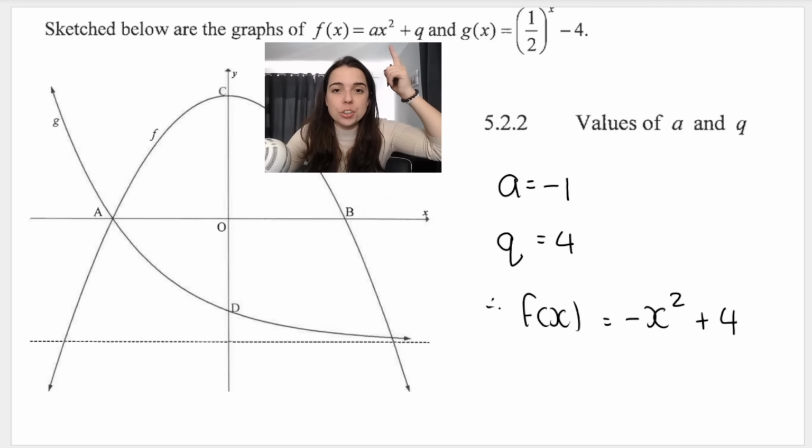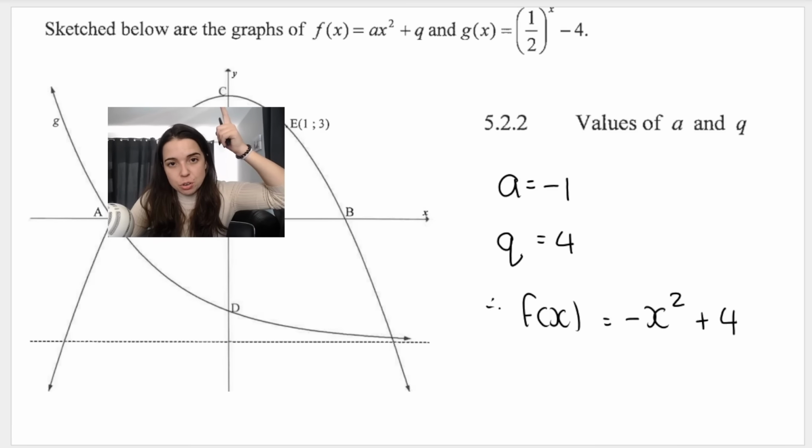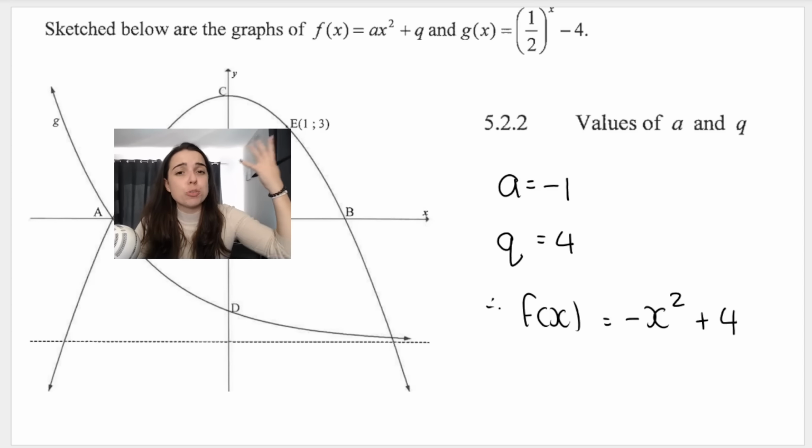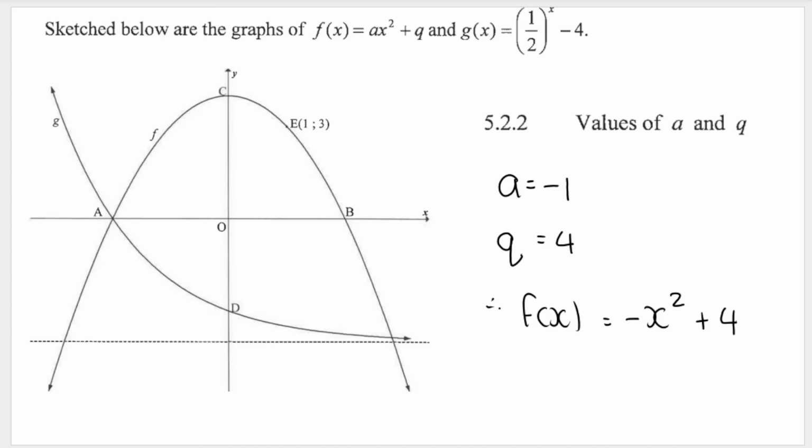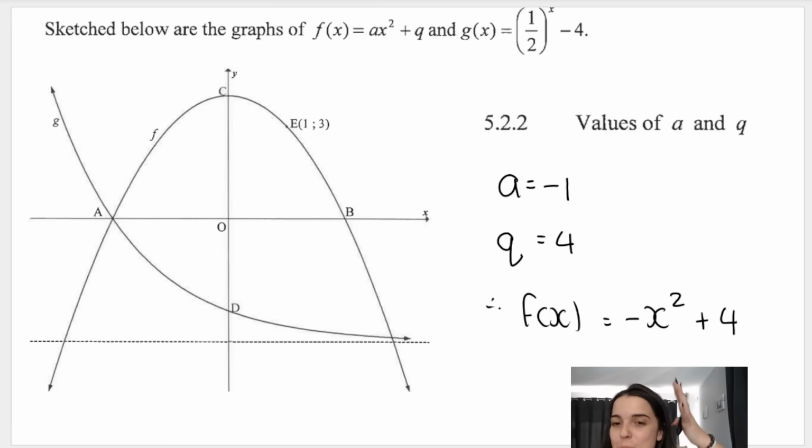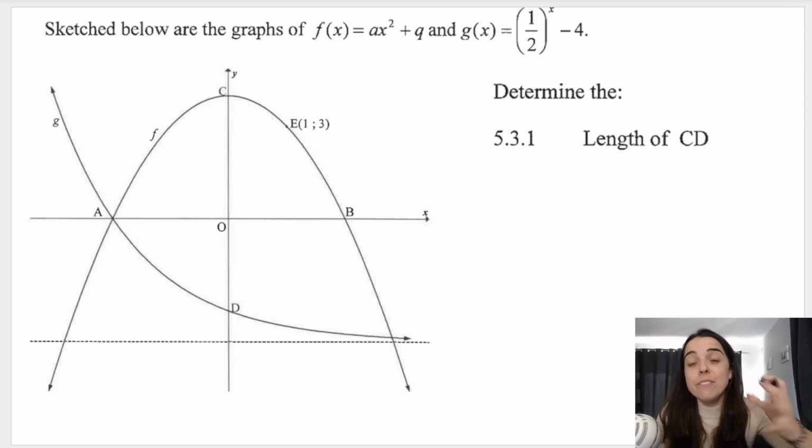It means that Q, the y-intercept, is over here, and it would be +4, which makes sense. That makes sense that it would be +4. And this would therefore be the equation of f of x. 5.3.1 wants the length of CD.